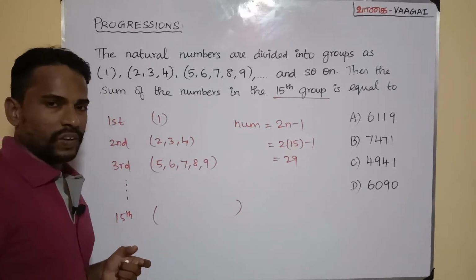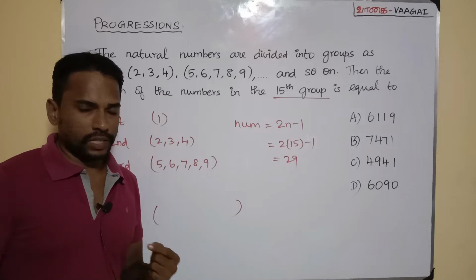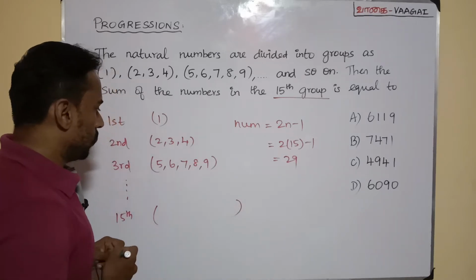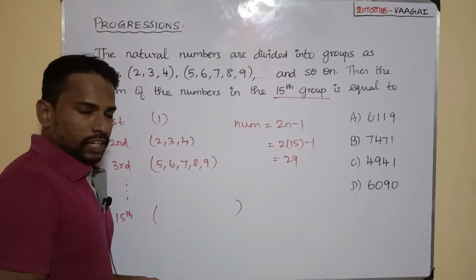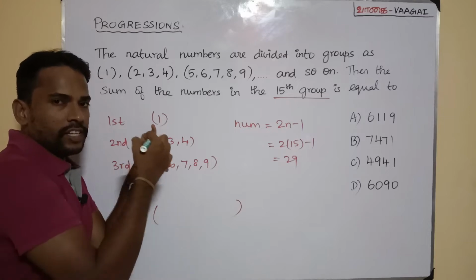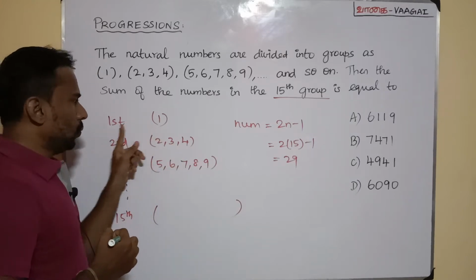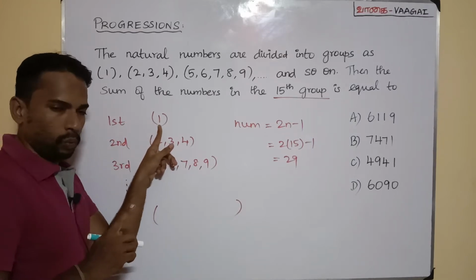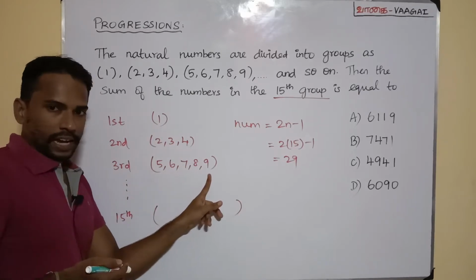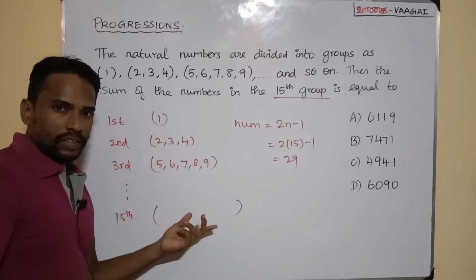Now the next thing is we need to find starting from which number and ending with what number. If you think carefully, for this also we can make a clear observation. See the numbers with which each group ends. The first group has only one number and ends with 1. The second group ends with 4. The third group ends with 9, which means the fourth group will end with 16.